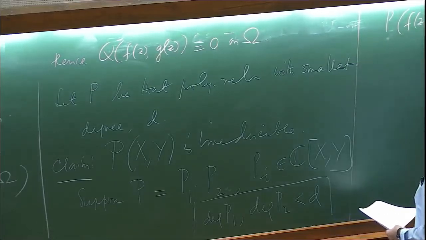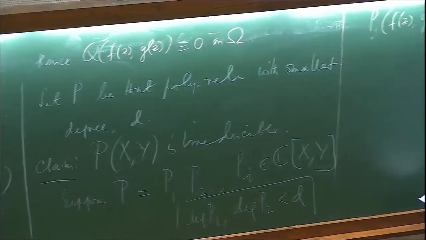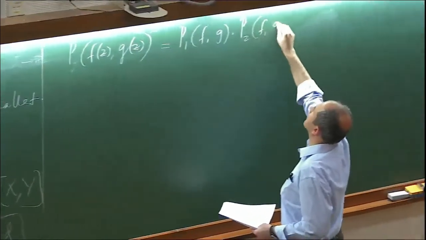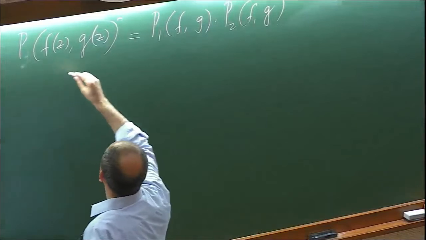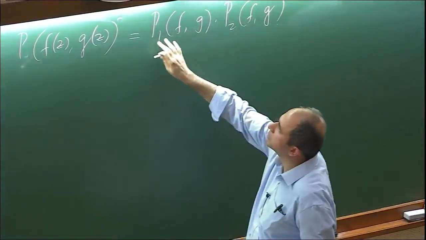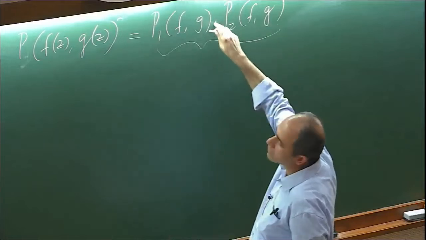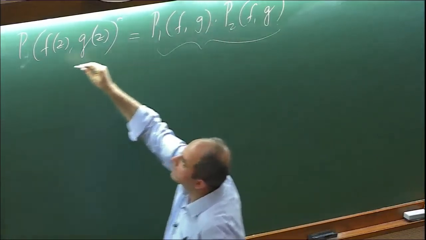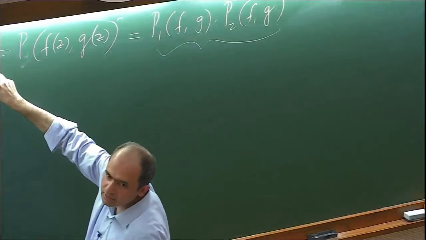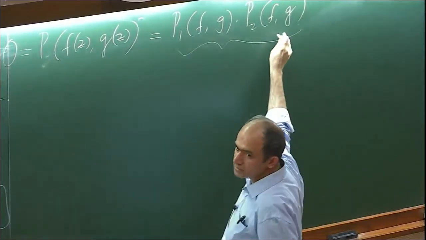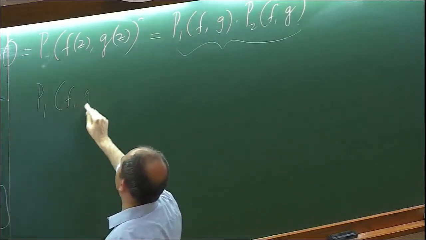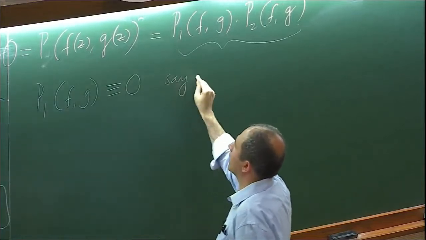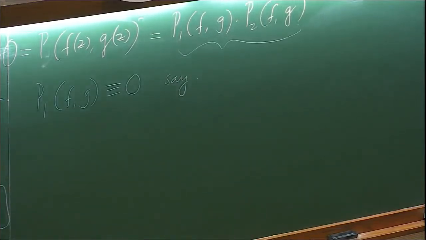P of f comma g, which is by definition P1 of f, g times P2 of f, g. When I plug in these two meromorphic functions, the Pi are polynomials, so on the right hand side I get a product of two meromorphic functions. P is the relation with least degree, so this is 0. So I have a product of two meromorphic functions, which is 0. Therefore, at least one of them must be identically 0. Okay.